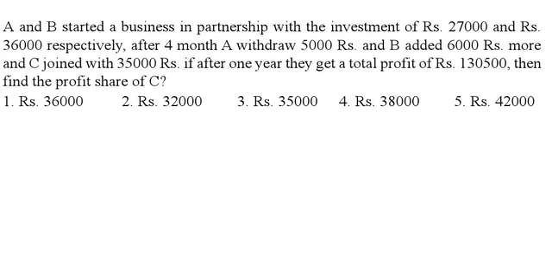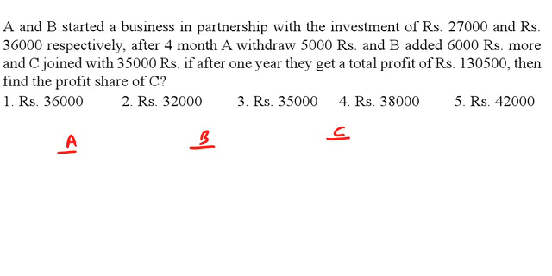A and B, they started a business with investment of 27 and 36, but after 4 months A withdraw 5,000 and B added 6,000 more and C joined with 3,500. If after 1 year they got a total profit of 130500, then find the profit of C.